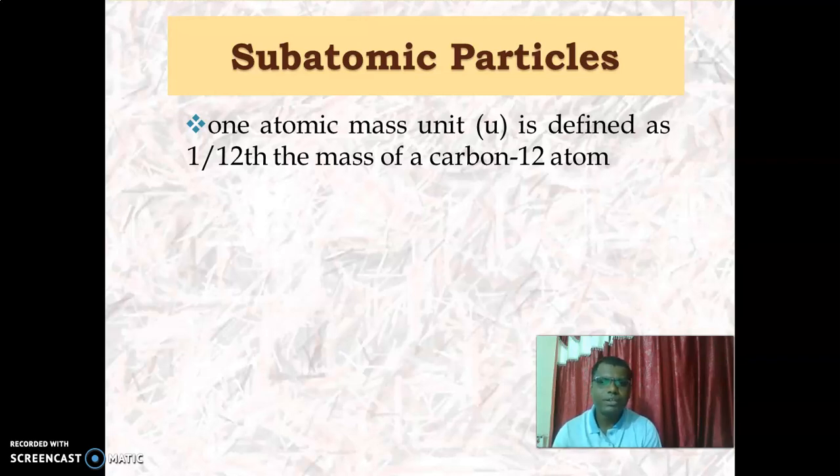So here the weight or the mass of all these particles of the atom is always expressed in terms of atomic mass unit. So what is atomic mass unit? Atomic mass unit is 1/12 of the mass of a carbon-12 atom. So 1/12 of the mass of carbon-12 is called 1 atomic mass unit.